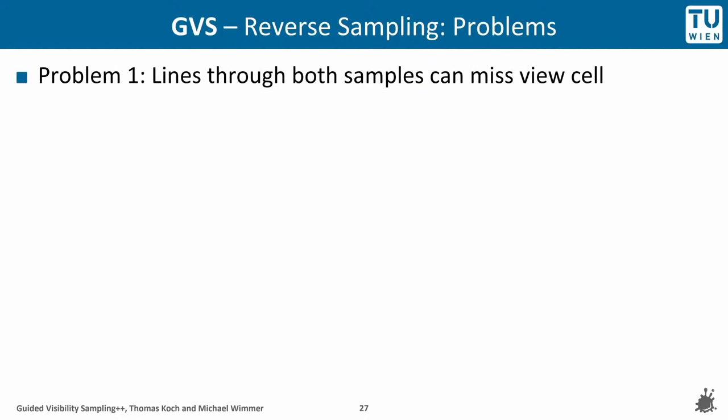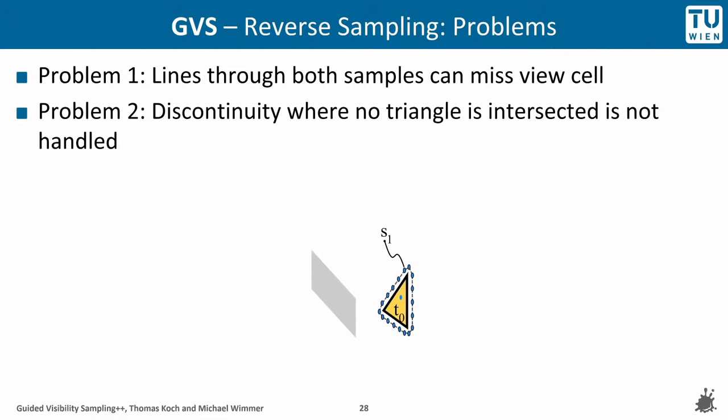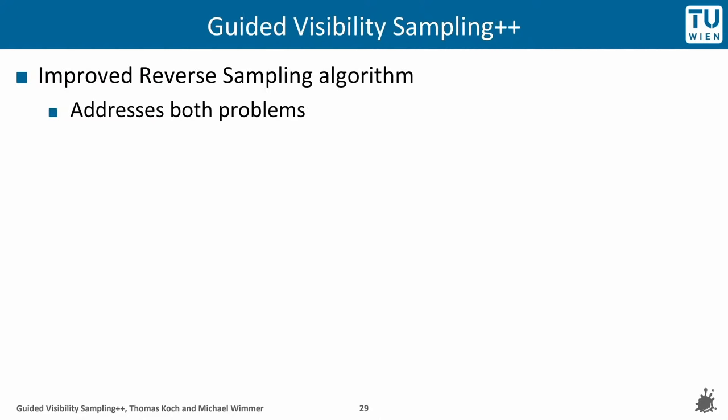Now there are some problems with this approach. The first problem is that both lines through the samples can miss the view cell. Second problem is that a discontinuity, when no triangle is intersected, is not handled at all. This is illustrated here. S1 is sampled from X-origin. No triangle is intersected. This is a discontinuity. However, sampling S1 from a different point on the fusel could find further triangles. This is not handled.